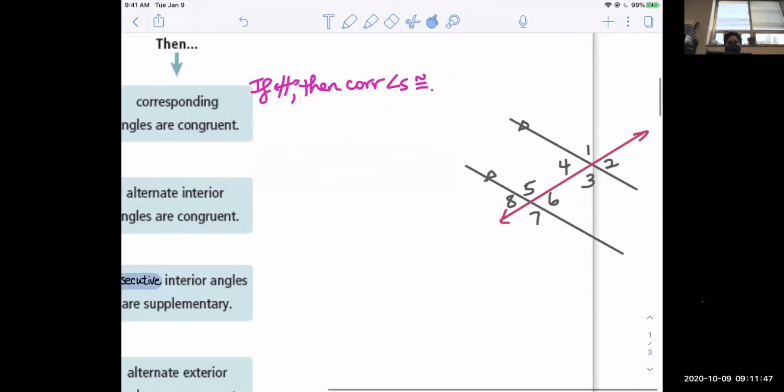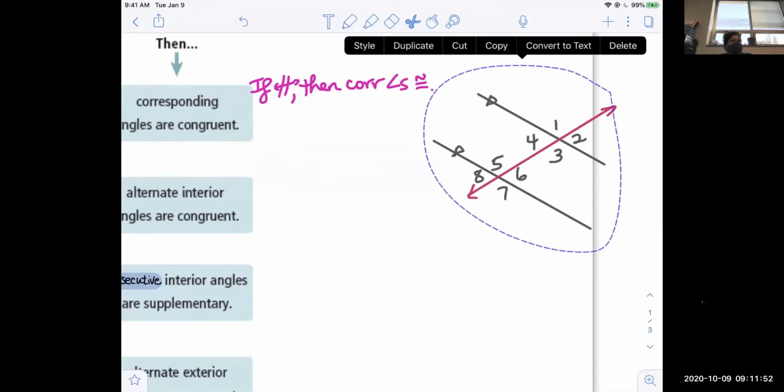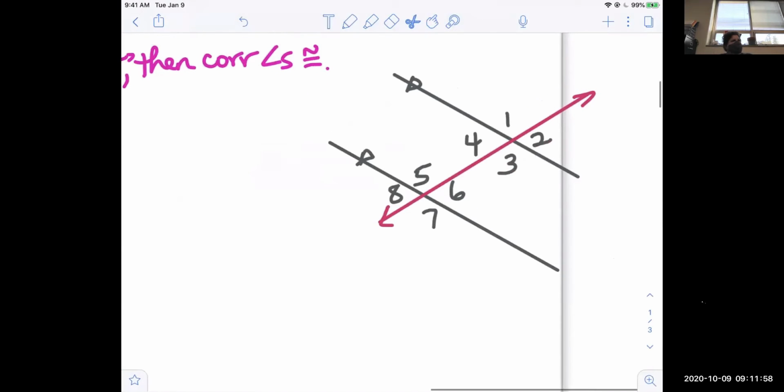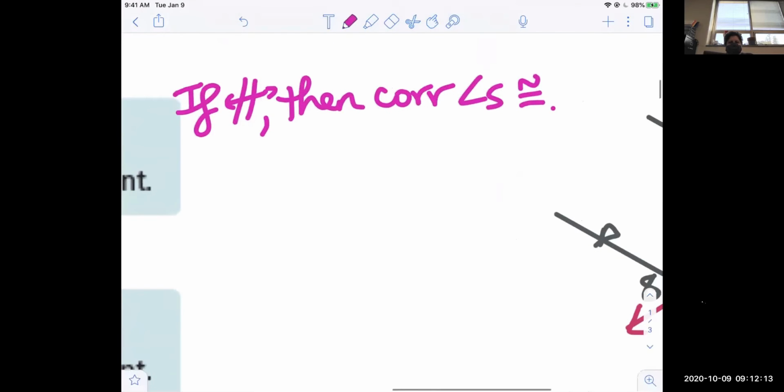Okay, so give me an example of corresponding angles in that picture. Rachel, give me an example of corresponding angles that would be congruent in that picture. Angle 2 and angle 6. Angle 2 and 6 would be corresponding, and therefore they're congruent because the lines are parallel.